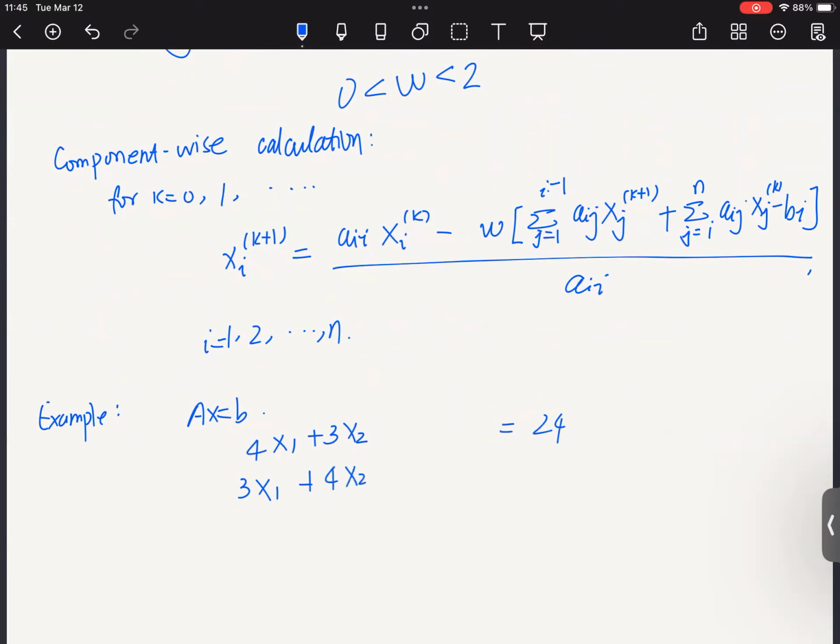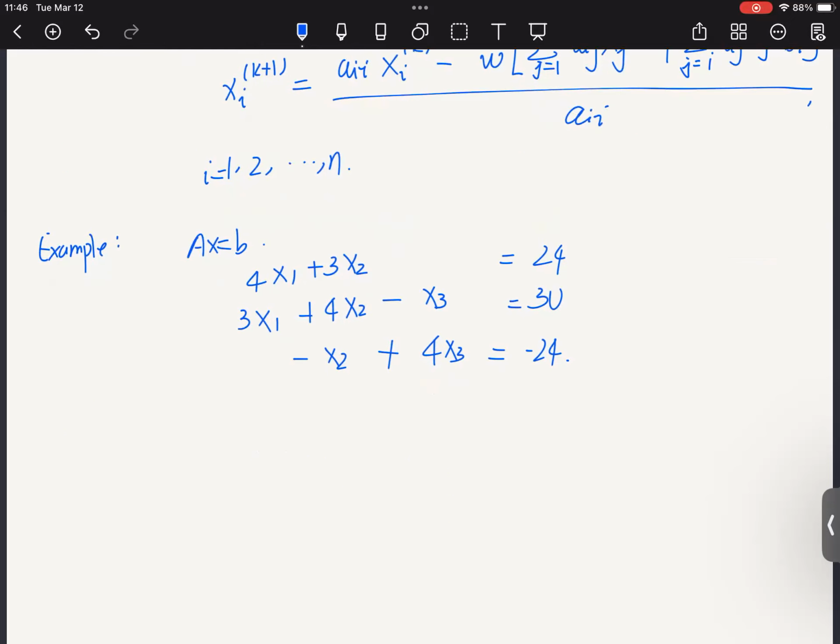And then plus 4x2, subtract x3 equals 30, and then minus x2 plus 4x3 equals 24. And let's take a look at the Gauss-Seidel method first. We also need to tell the system how much weight we want to use, and the initial guess. Our initial guess for this example is just (1, 1, 1) transposed, because it's a vector. And the weight here, we are going to use 1.25.